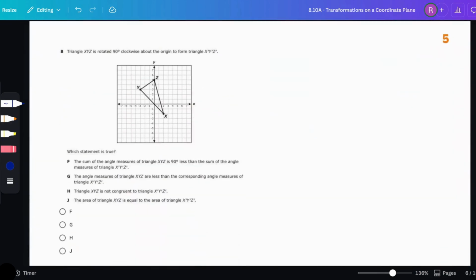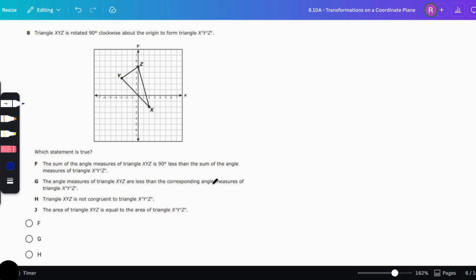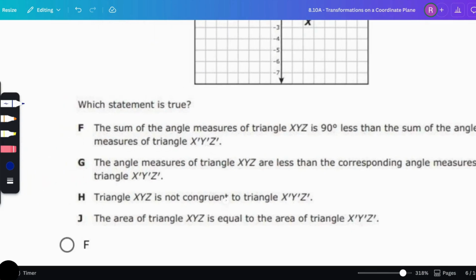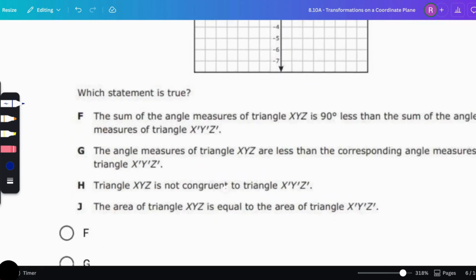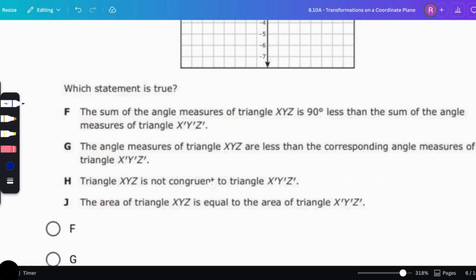So now let's solve some questions. Let's solve some practical STAAR questions. The first question says triangle XYZ is rotated 90 degrees clockwise about the origin to form triangle X prime, Y prime, Z prime. Which statement is true? So now let me zoom it in so we can see. It's asking which statement is true. Let's read the statements. Let's take them one after the other.